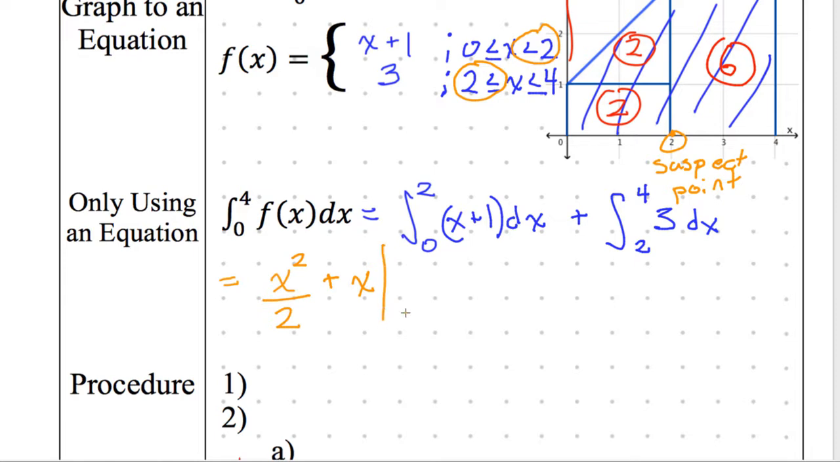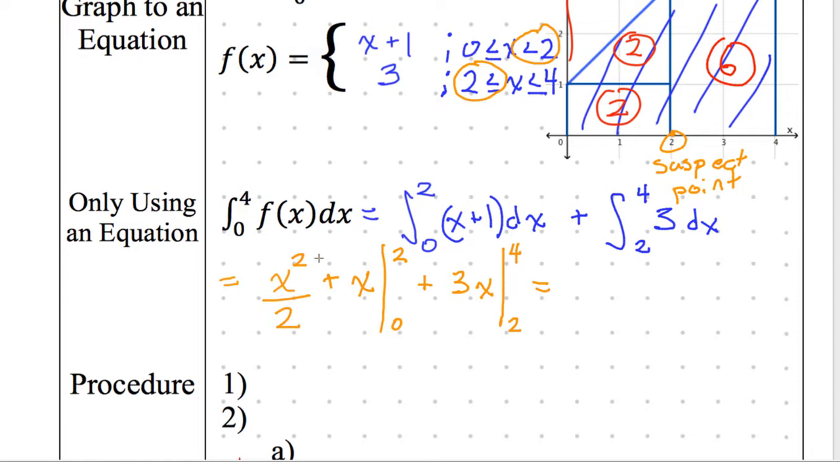Okay, evaluation bar between 0 and 2. And then we're going to add this to this guy. Antiderivative of 3 is 3x. Evaluation bar between where? 4 and... Yeah, you want to say 2 to 4. 2. You always start with the lower one. Yeah, I know what you meant, but we're just practicing on saying it correctly.